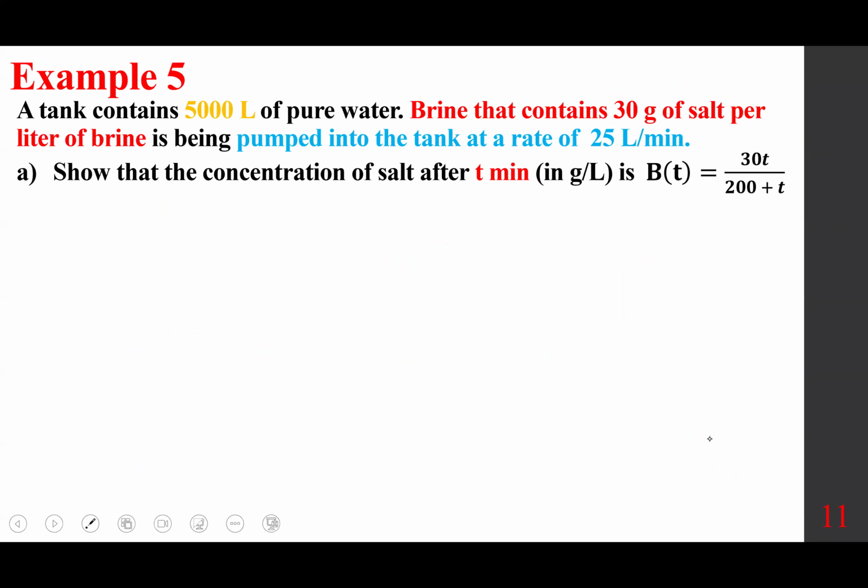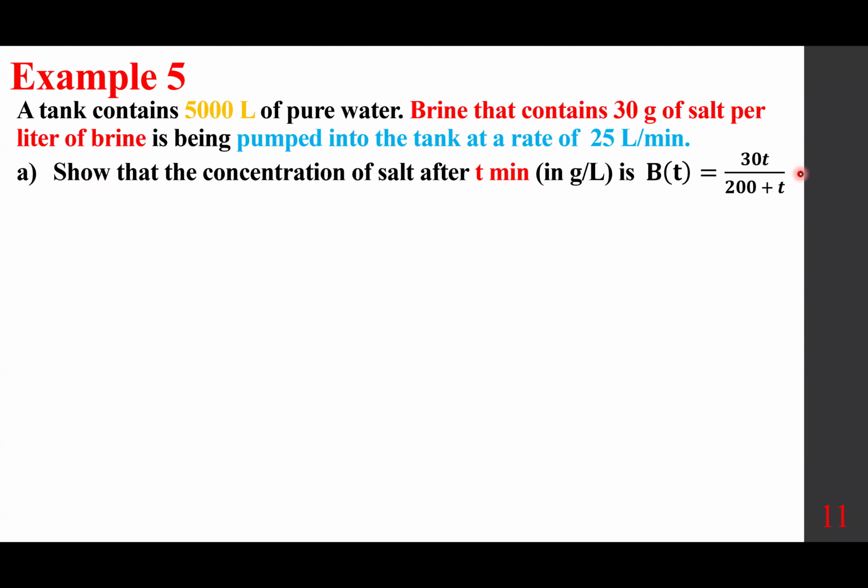All right, let's look at this example, everybody. A tank contains 5,000 liters of pure water. Brine that contains 30 grams of salt per liter of brine is being pumped into the tank at a rate of 25 liters per minute. Show that the concentration of salt after t minutes in grams per liter is B of t equals 30t over 200 plus t. So the first part is algebra. We want to show that this is a correct expression, in essence.